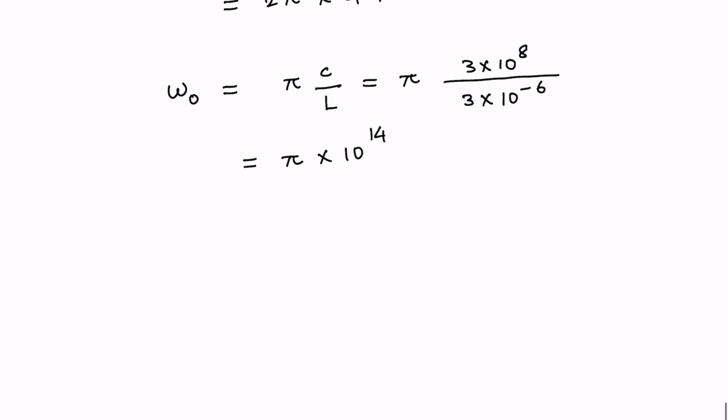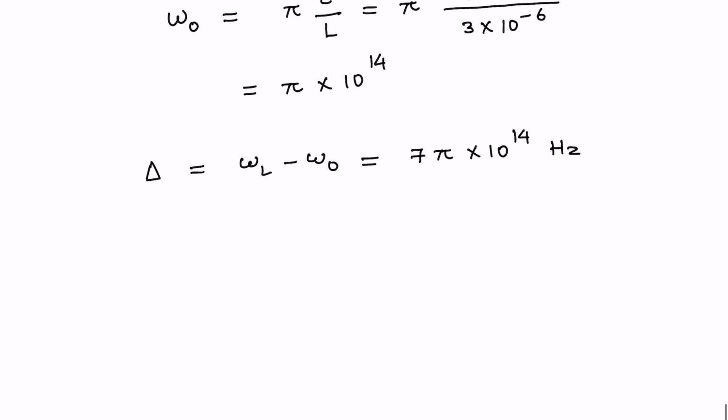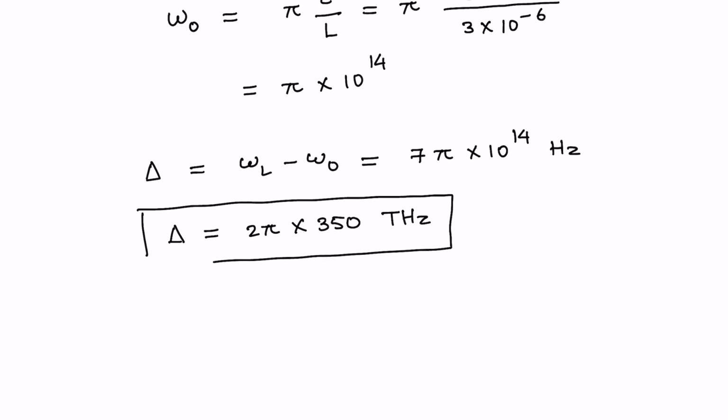So this gives me the detuning parameter, omega L minus omega 0, equal to 7 pi into 10 to the power 14 hertz. This I can write in a more neat form. I can write it as 2 pi into 350 terahertz. So this is my detuning parameter, 2 pi times 350 terahertz, and you know 1 terahertz is equal to 10 to the power 12 hertz.